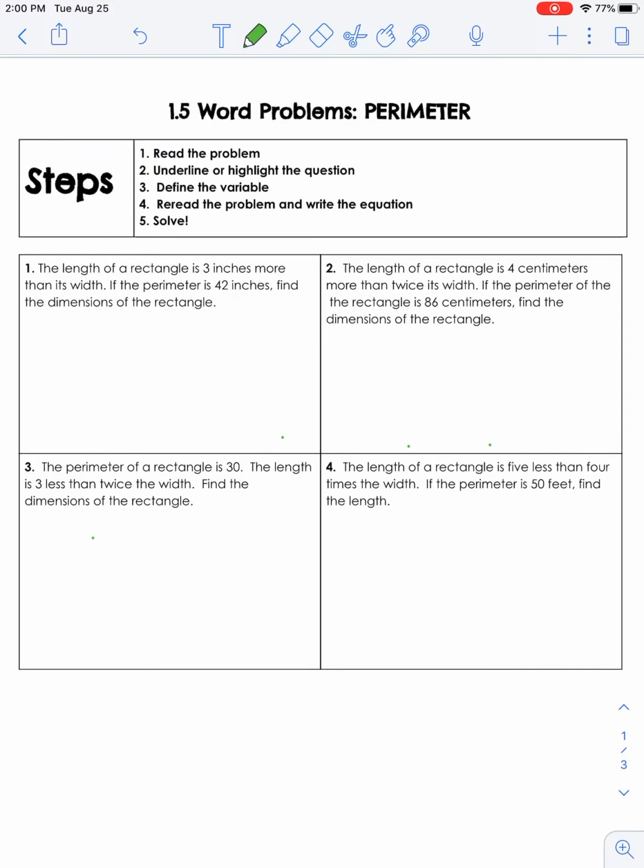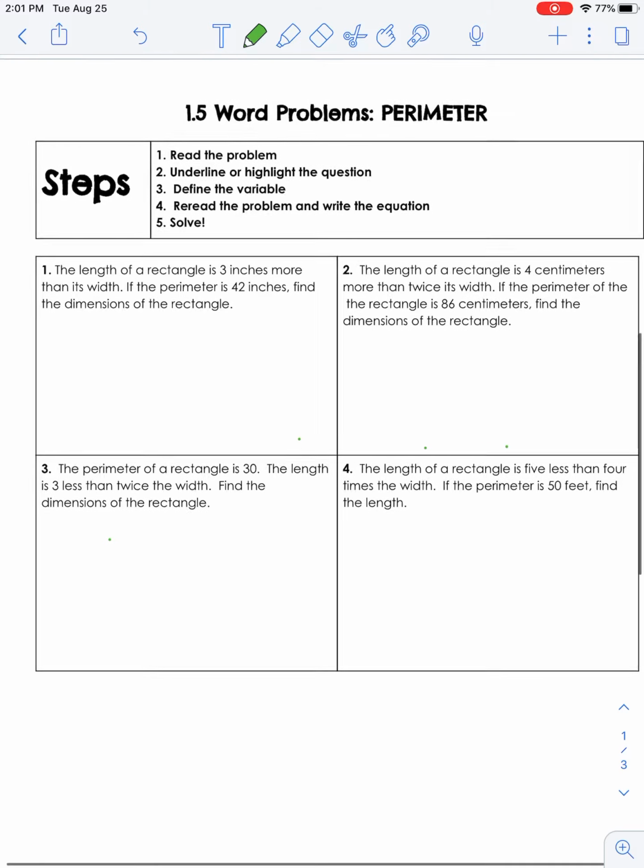In this video, we will learn how to set up a linear equation from a perimeter word problem. So we're going to follow the steps of reading the problem, underlining or highlighting the question, defining our variables. We're going to reread the problem to write our equations and then solve. We have 4 problems to go over.